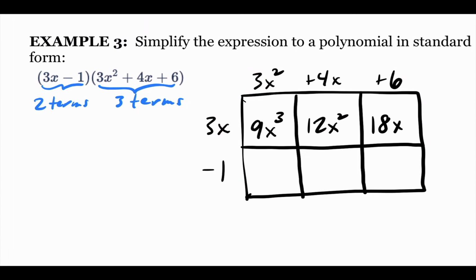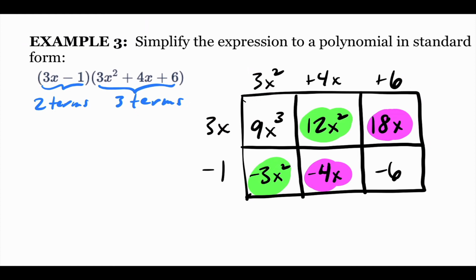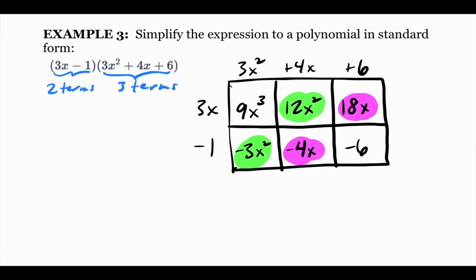Now the next one, -1 times 3 is -3x squared. -4x and -6. Combine like terms. Let's see. This guy and this guy are like terms. This guy and this guy are like terms. When I combine like terms, I don't collect powers. I just combine like terms. Okay? So the first power, the degree is 3. So I want to put that guy first.